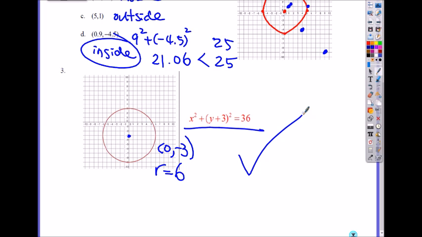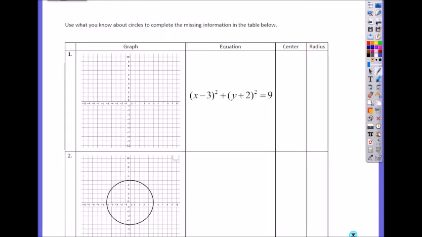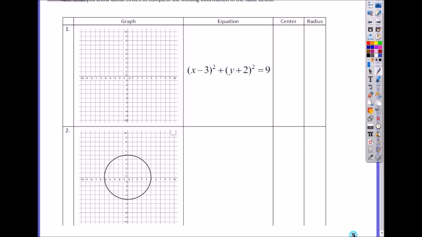Okay. Let's do a few more. So here, now they're giving you an equation. We are going to graph and find the center and find the radius. For number 2, they gave you the graph and you have to find the rest. Okay? Let's do number 1 together, and number 2, I'm going to ask some of you to come up and do it for us, okay?